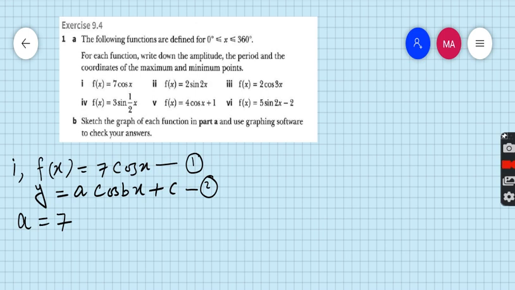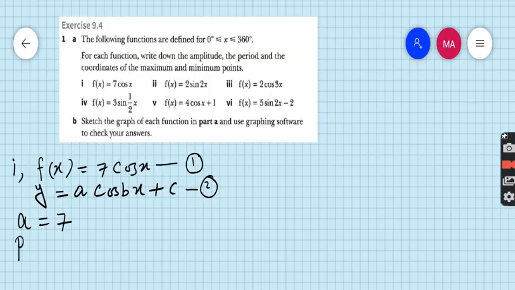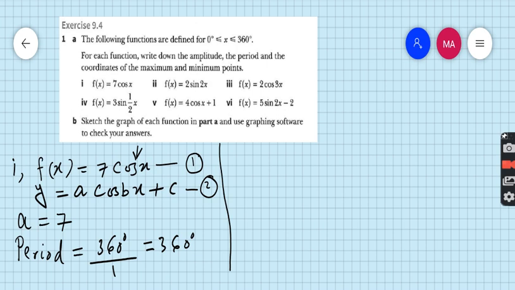The second requirement is the period. What is the formula of period? You can see again on the screen. Formula of period is 360 degree upon b. So period is equal to 360 degree upon b. What is b? The coefficient of x in the trigonometric function. Here in equation number 1, the coefficient of x is nothing. It means 1. So therefore the period is 360 degree. So this is the second requirement.